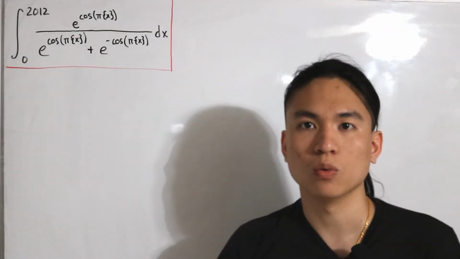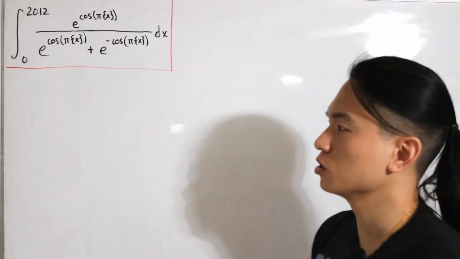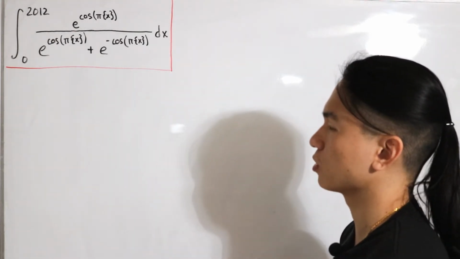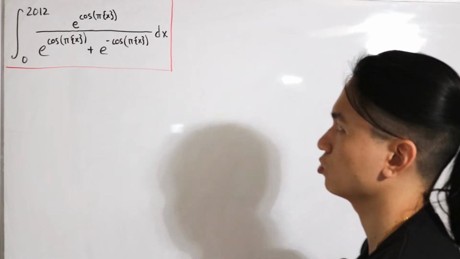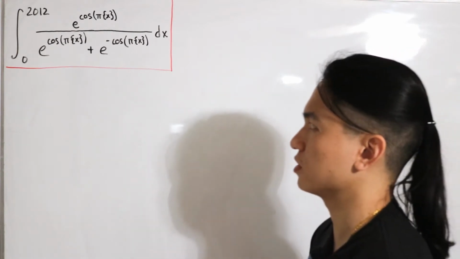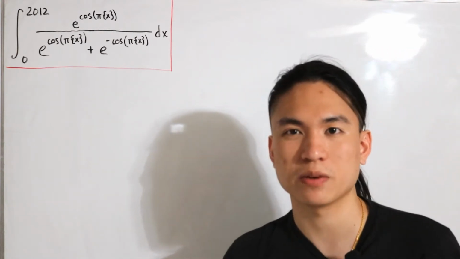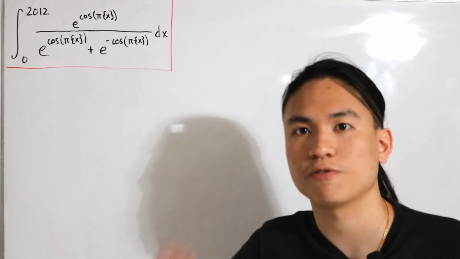Okay, so welcome back to the video. So here's our little definite integral that we're going to tackle, and that's our bounds from 0 to 2012. And then here we have what seems to be maybe a little bit of an intimidating integrand, but well, let me first read this out.